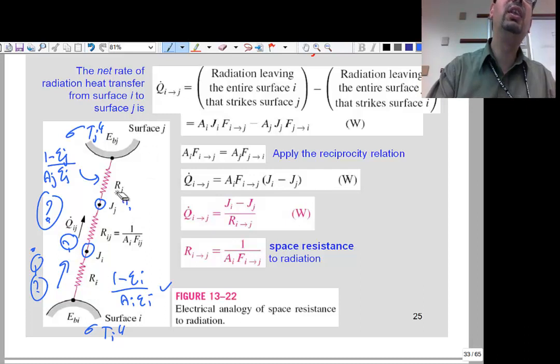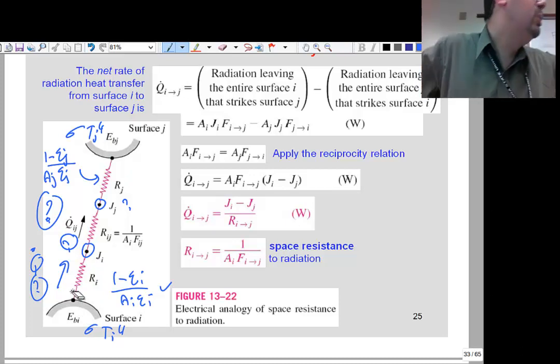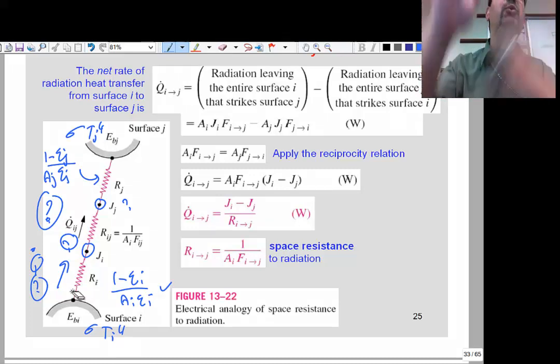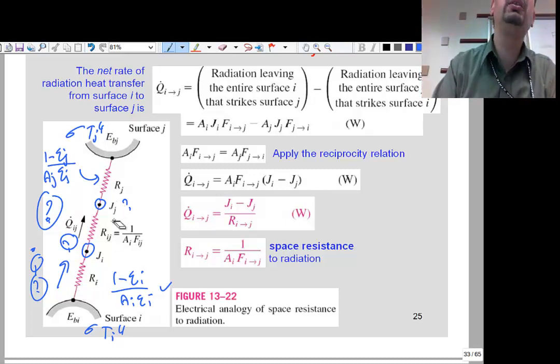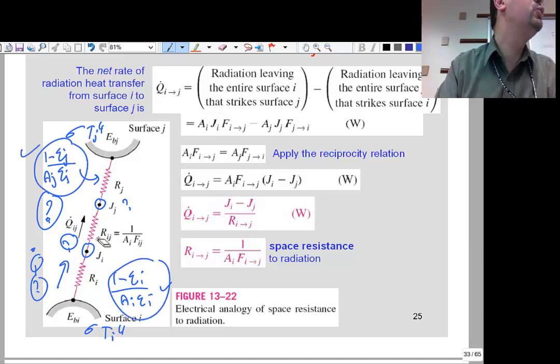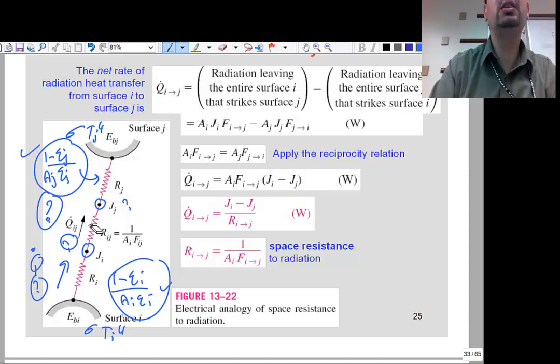But if I look at the two of them together, I will be able to do it. I'll be able to get the Q and the two J's if I want to. How is that possible? Well, if we look at the two of them together, we have to consider what's the resistance between them. So this slide is basically trying to tell you, you are done, you managed to get the resistance of each surface. Now let's try to find the resistance between the two of them, between surface I and surface J.